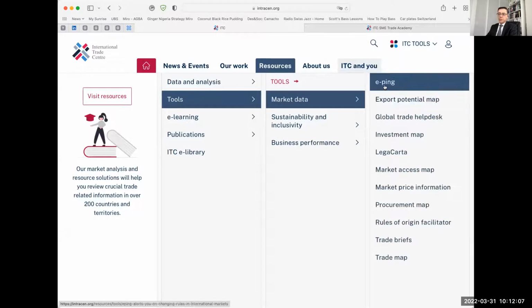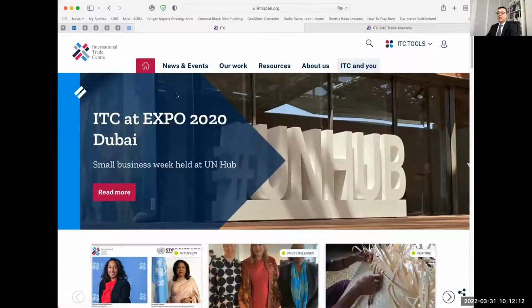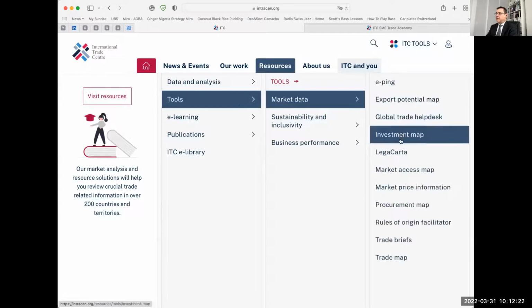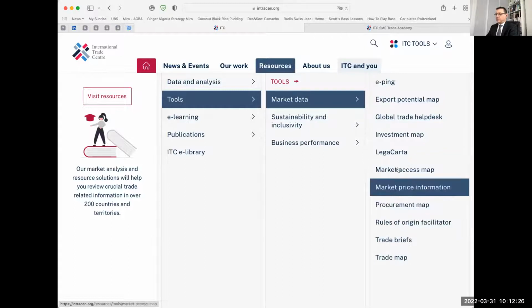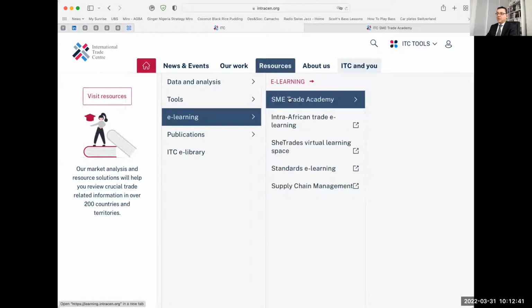Remember that we were presented with the e-ping, with the export potential map. Oh, here is Rafael, who is joining. So you've got the export potential map and the investment map and all the other tools, the market access map that we also saw. And we've got all the elements around sustainability and inclusivity. So the standards map that we saw yesterday, there's the sustainability map, there's a lot of resources. And here is the e-learning SME Trade Academy.